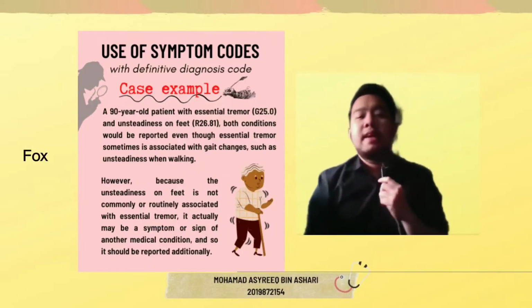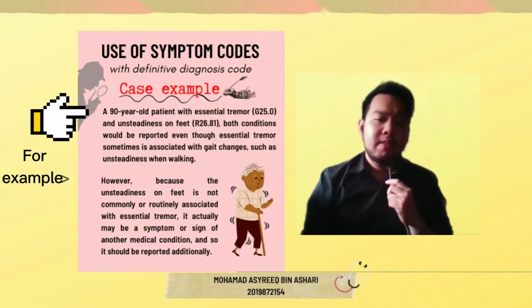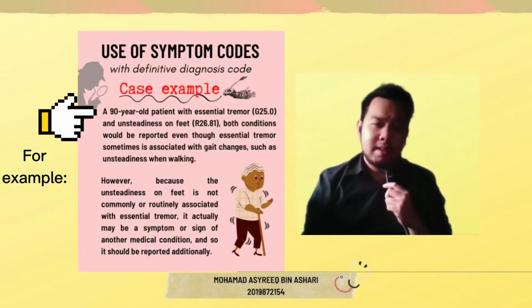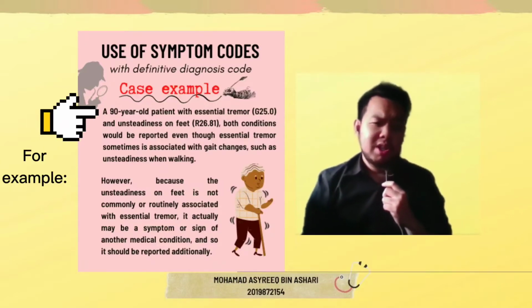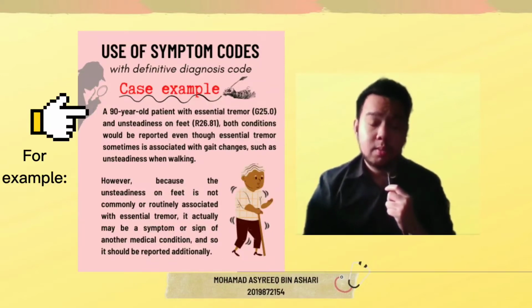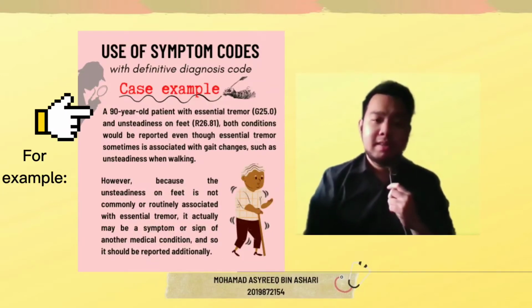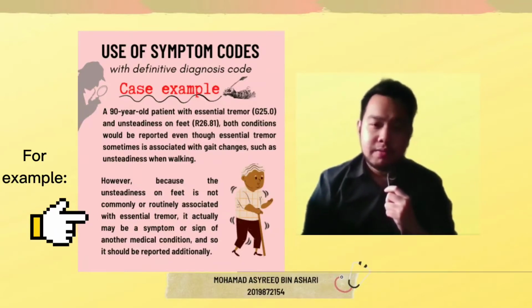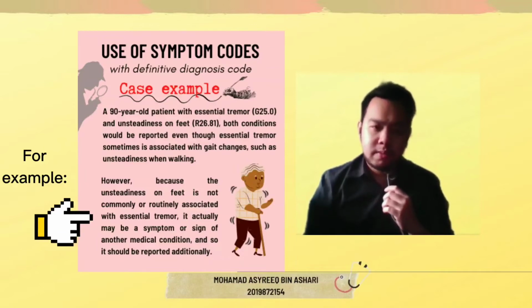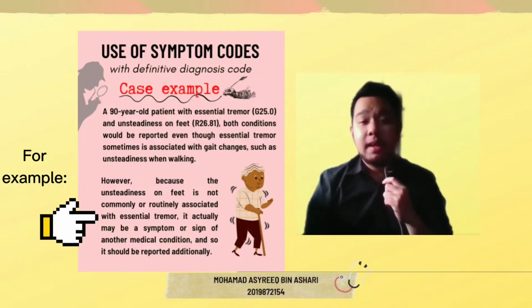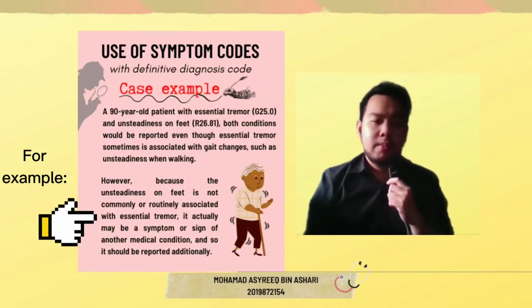For example, in the case of a 90-year-old patient with essential tremor coded with G25.0 and unsteadiness on feet coded with R26.81, both conditions would be reported even though essential tremor sometimes is associated with gait changes, such as unsteadiness when walking. However, because the unsteadiness on the feet is not commonly or routinely associated with essential tremor, it actually may be a symptom or sign of another medical condition, and so it should be reported additionally.